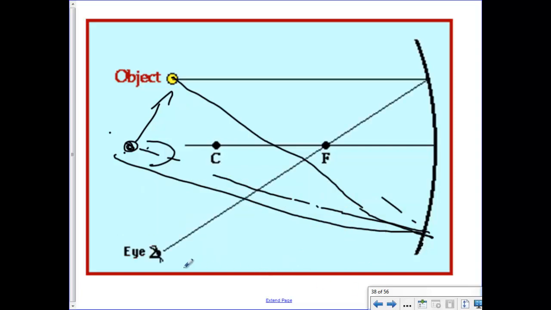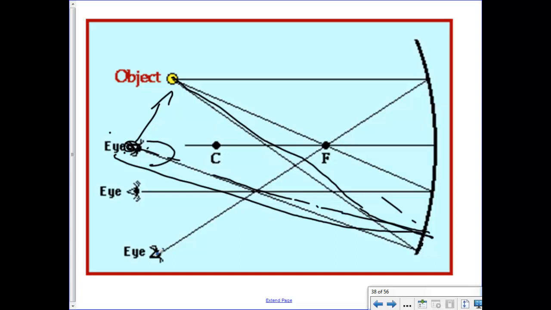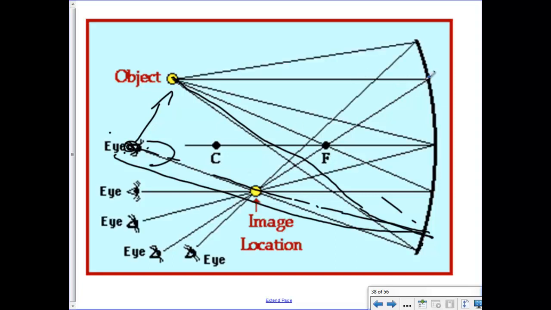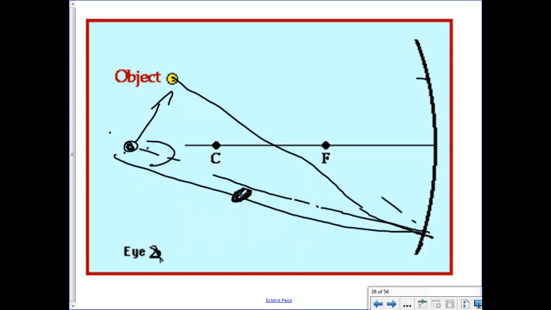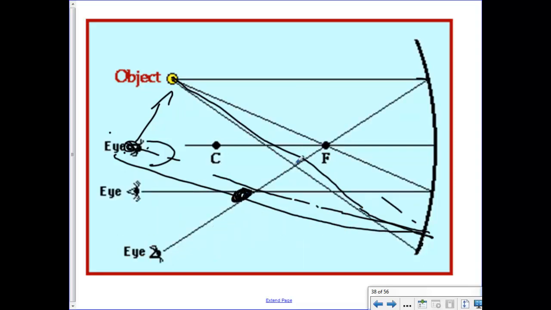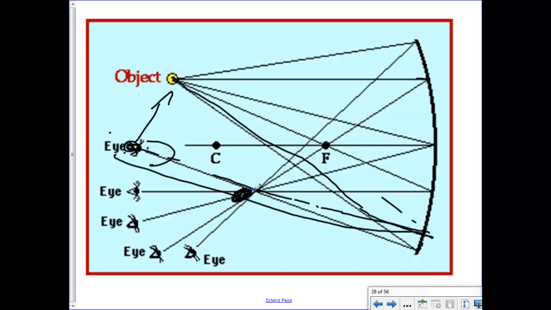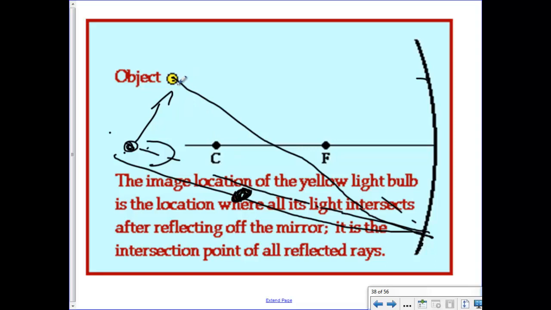Whereas, where's another eyeball? This guy right here would actually have to look over there to see the object. So that means the image he is going to see is going to be right here. It's going to appear to him when he looks off the mirror as though it was right here in front of him. But it's not, because it's actually right there.